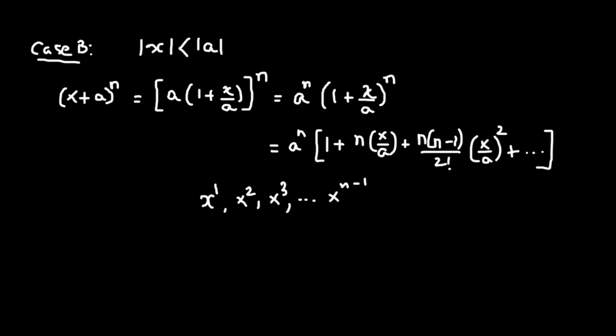So here we have seen that the powers of x are in increasing order. So when we have this condition of the absolute value of x less than the absolute value of a, we get the ascending powers of x. So now we talk a little bit about the difference between the binomial theorem when n is a positive integer and when n is a general exponent.